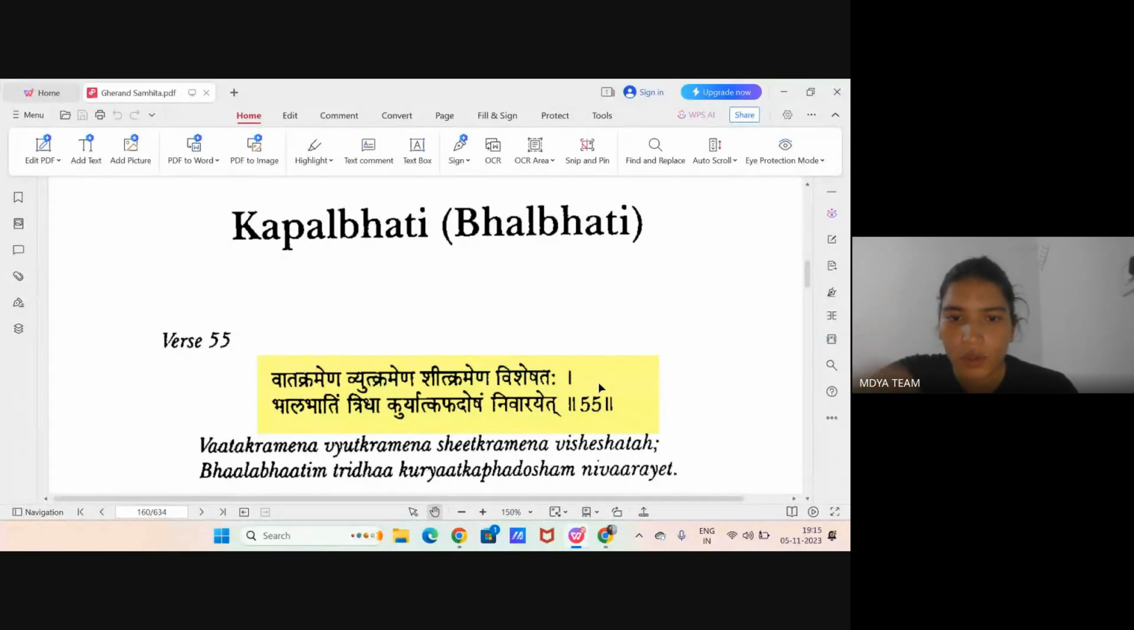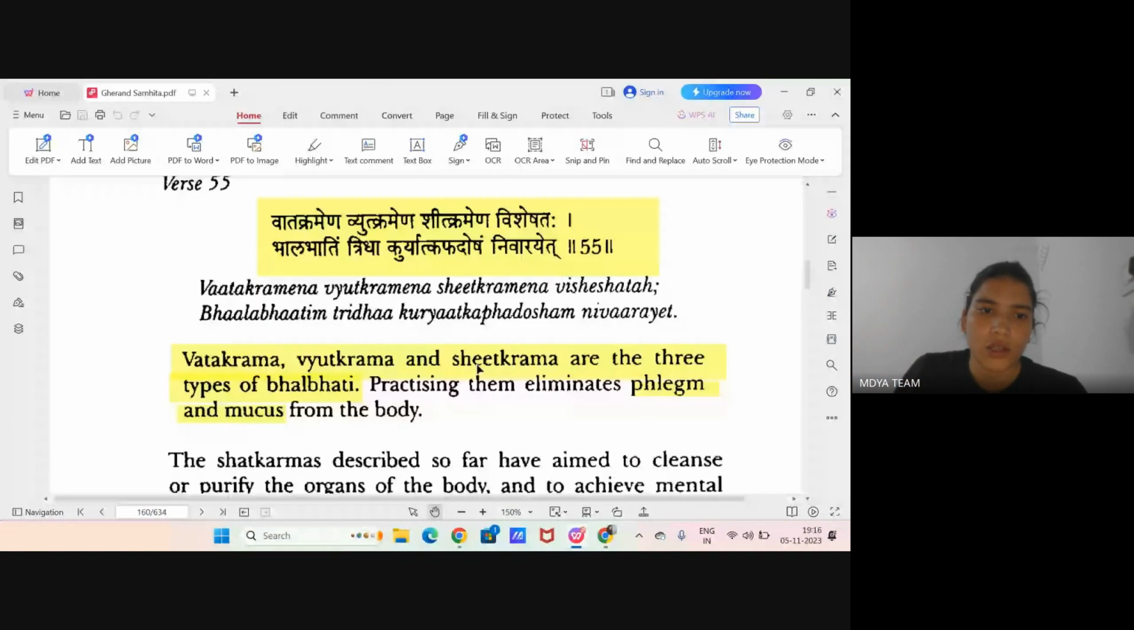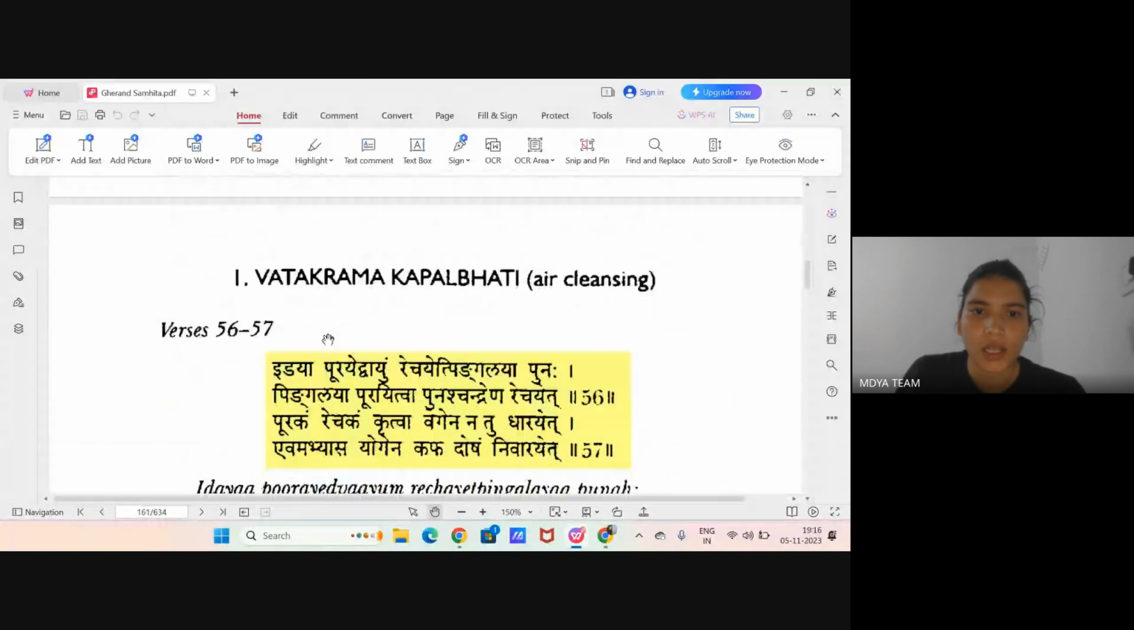And what's the benefit of Kapalabhati? Kuryat Kaf Dosam. There is a single benefit. Kaf Dosam Nivaryat. All those three Kapalabhati are helpful in reducing the Kaf Dosa. So starting with the first, that is the Vatkarma Kapalabhati.